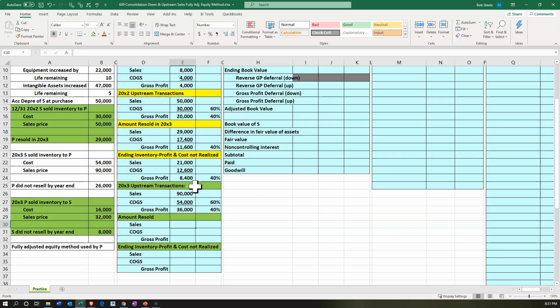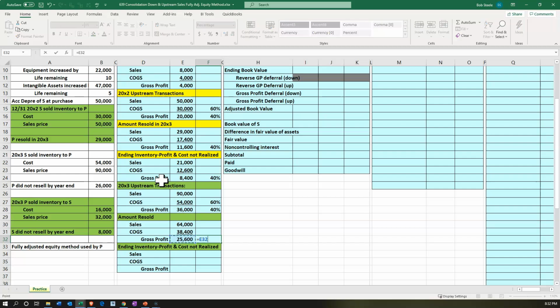Sales then, how much was resold? We said 26,000. P did not resell 26, meaning that's what's still in ending inventory. So that means they must have sold the 90 minus the 26 to get to the 64. We'll take 60% of that, 64 times 60%, the cost of goods sold percent. We could take 40% of the 64 here, or subtract the 64 minus the 38.4. Let's check our gross profit percent just to see if it's still at that 40%. And it is indeed.